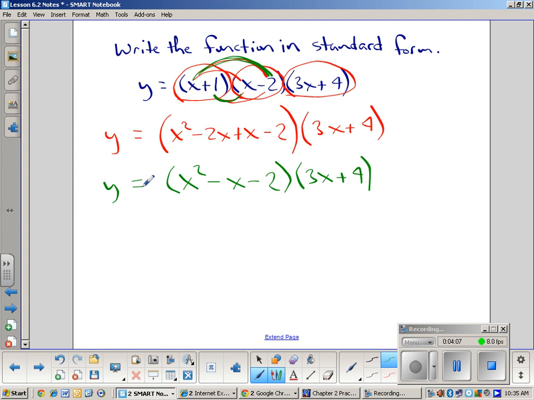X squared times 3x. What's that give me? Let me help you. That's 1x squared, right? So it'd be 3, but x squared times x is x to the third power. X squared times x is x cubed. Okay? Now, what's the next thing I do?